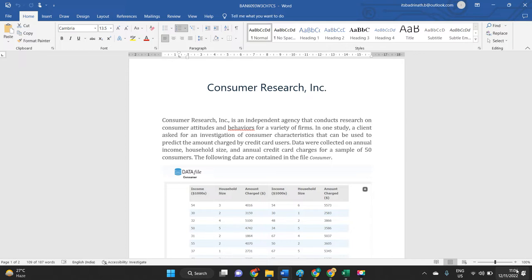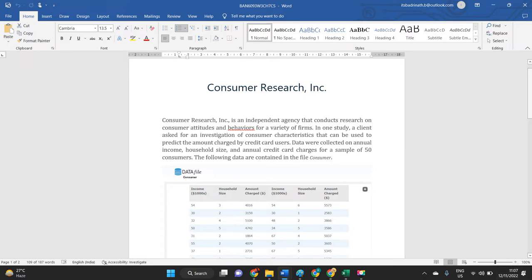Then we try to establish how these two factors, income and household size, collectively impact the amount charged. So we use the linear regression analysis approach to perform the analysis, and we also try to predict some value based on the linear regression equation. We try to establish some relationship, and when we have details related to income and household size, the amount charged can be calculated. We can predict the amount charged. That is also resolved in this case study.